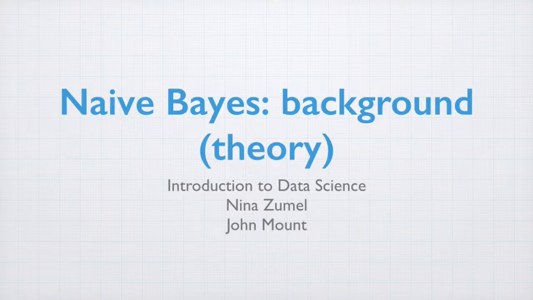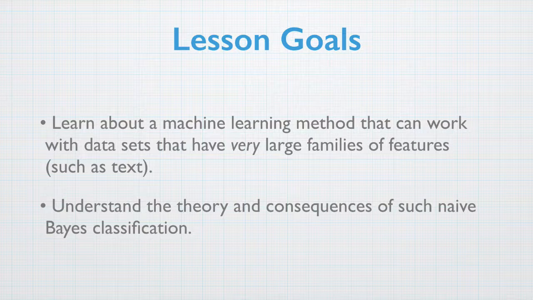In this lesson, we are going to discuss a statistical machine learning technique called naive Bayes. The goals of this lesson are to learn about a machine learning method that can work with datasets that have very large families of features. This often occurs in datasets derived from text. We also want to understand the theory of Bayes' law and the consequences of naive Bayes classification.